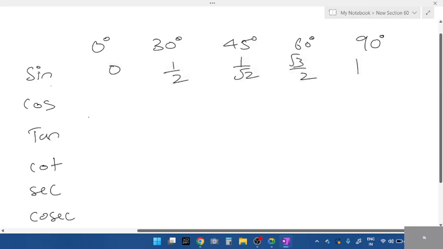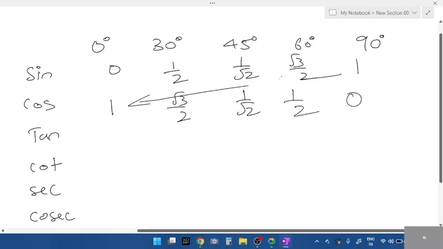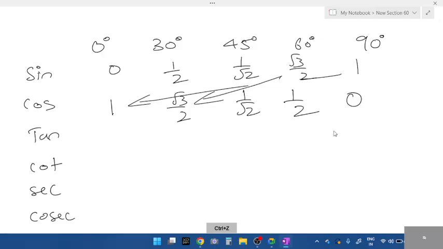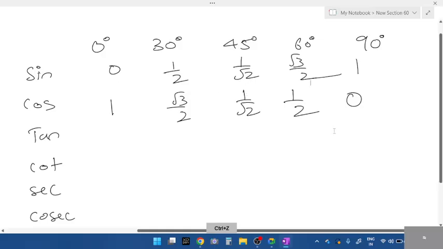Okay, next. For cos, it is just the opposite: 1, root 3 by 2, 1 by root 2 remains as it is, 1 by 2, 0. Look at the way I have written. The order is just the opposite. Is this clear? All of you understood? Sine and cos. Don't write the table. Go through this. I'll tell you when to write. First go through the sine values. Memorize 0, 1 by 2, 1 by root 2, root 3 by 2 and 1.